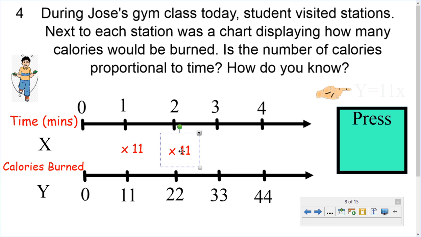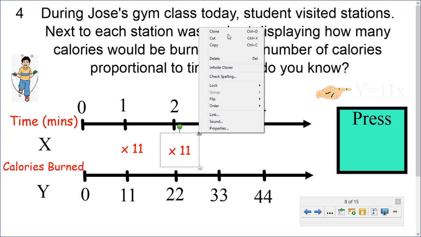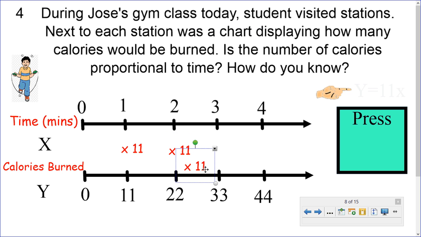So I notice that's being multiplied by 11. If I spent 3 minutes jumping rope and multiply that by 11, I would end up with 33 calories burned. And if I spent 4 minutes jumping rope, I noticed I would end up with 44 calories burned. So I noticed each minute was multiplied by 11 constantly.